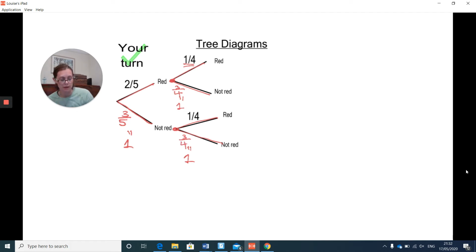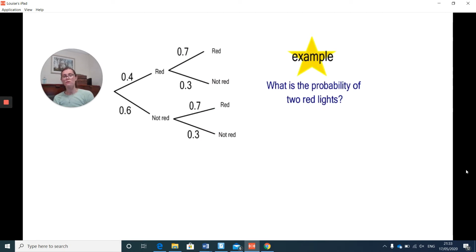So that's how we can fill in missing information, remembering that branches always represent all possible outcomes and therefore they must add up to 1. So the final thing we need to do in our part, we'll bring it all together, is find the probability of 2 red lights. We've got to find the probability of an actual question. So what's the probability of 2 red lights?